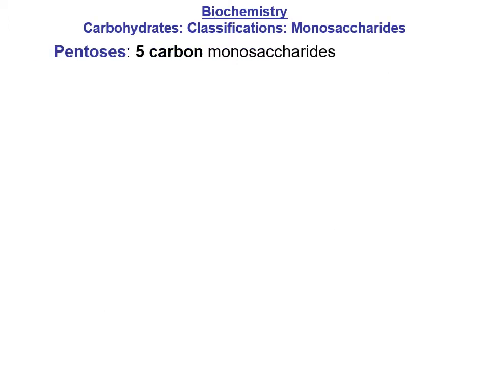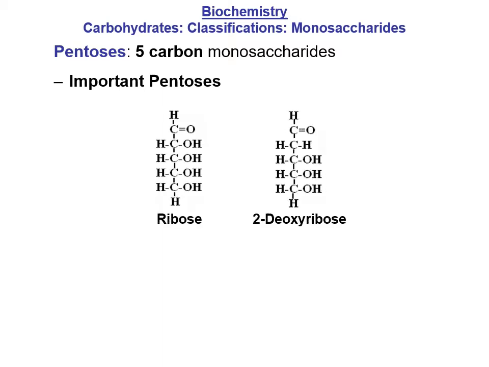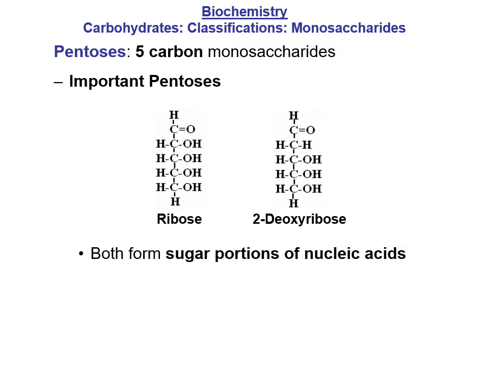So the pentoses, the 5 carbon monosaccharides that are important to us, are mainly important in our DNA and RNA because there are 2 pentoses. They are ribose and 2-deoxyribose. They are both the sugar portions of nucleic acids, so DNA and RNA.